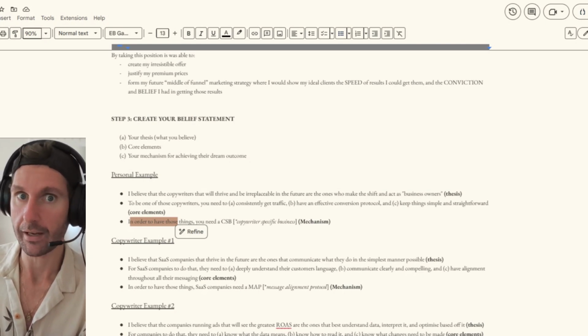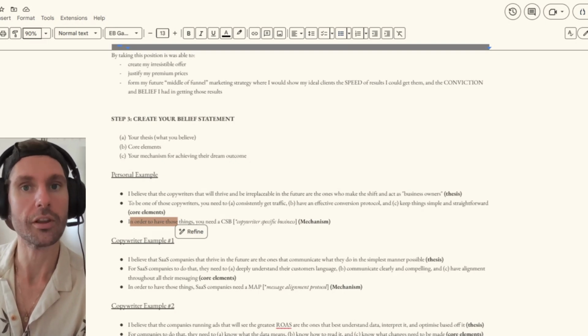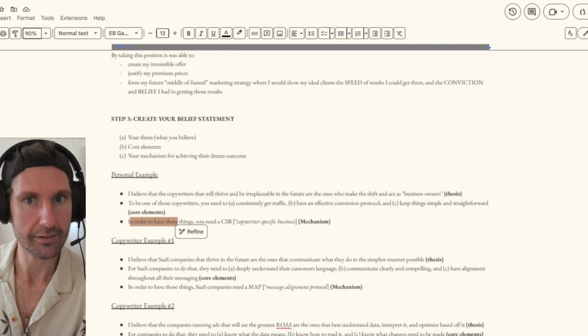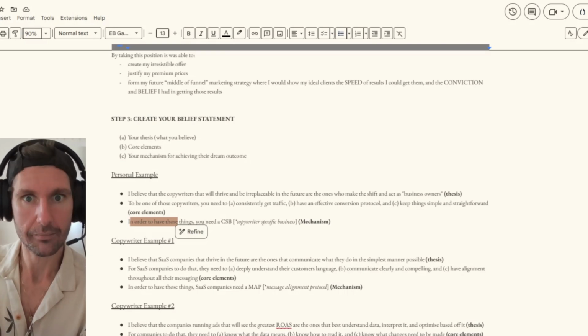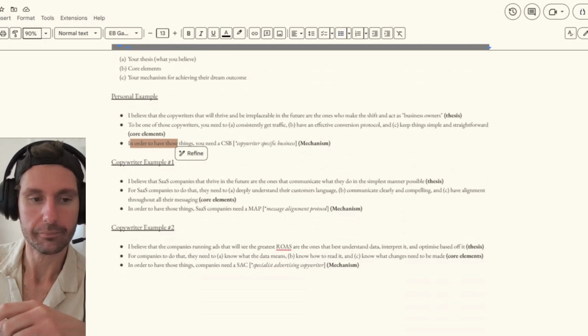And one of the skills in that is that you need to know how to write copy, which is why there's also copy coaching involved. But the core thing is the business. That's the differentiator. That's the thesis. The copywriters that know how to write copy and act and think as a business owner and build a copywriting specific business are the ones that will thrive and succeed in the future. They'll be irreplaceable. So 2 examples here.